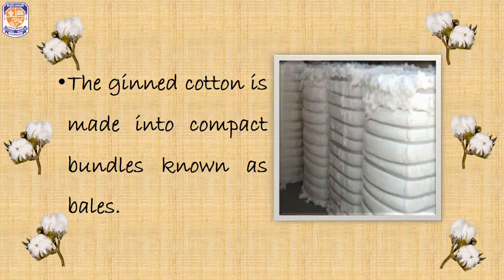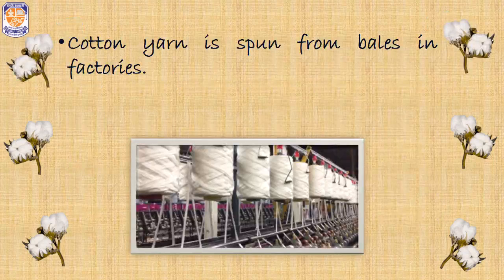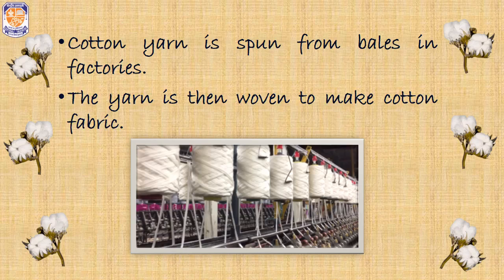After the cotton is ginned, it is made into compact bundles which are known as cotton bales. These cotton bales are then sent into the factories from where the cotton yarn is spun. After the cotton yarn is prepared, then the yarns are woven to make cotton fabric. So this was all about cotton.